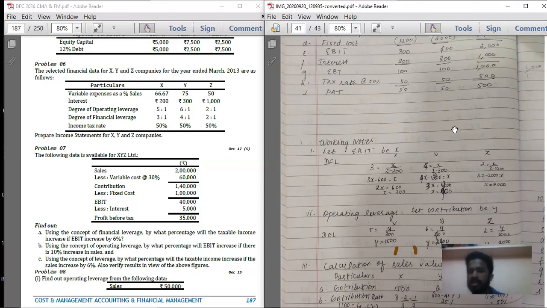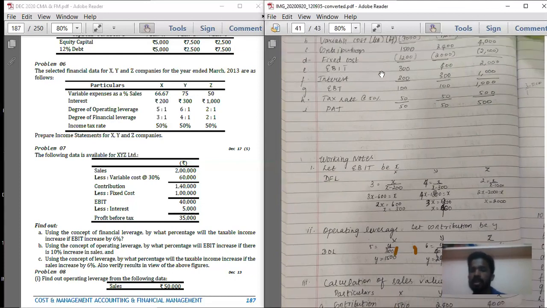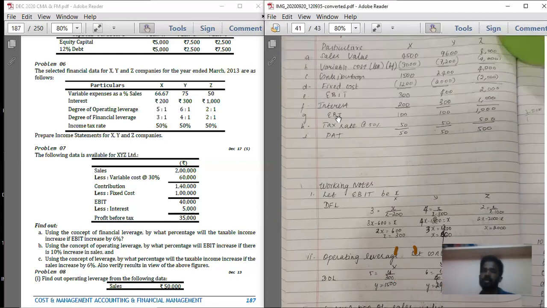All three values are EBIT. Take down the EBIT: for X 300, for Y 400, and for Z 2000. In respect of interest, take down. What is the interest they have given in the question? 200, 300, and 1000. Now EBIT minus interest is EBT, that is earnings before tax.